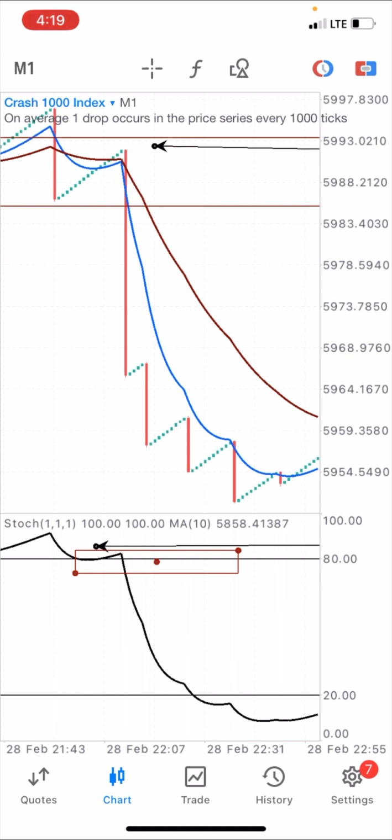So as a trader who wants to catch spikes on the crash market, you want to do it when price has come to your resistance level. Please don't forget that. You want to do it when price comes to your resistance level.